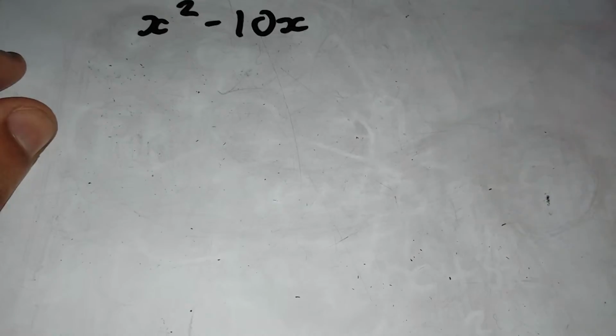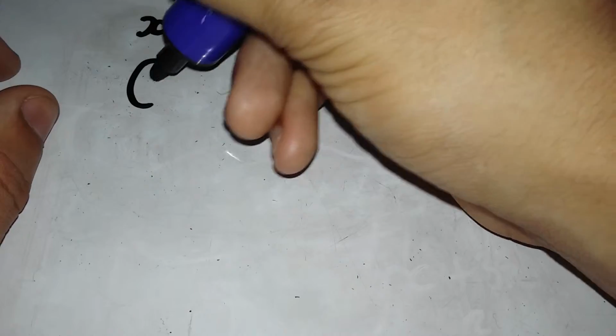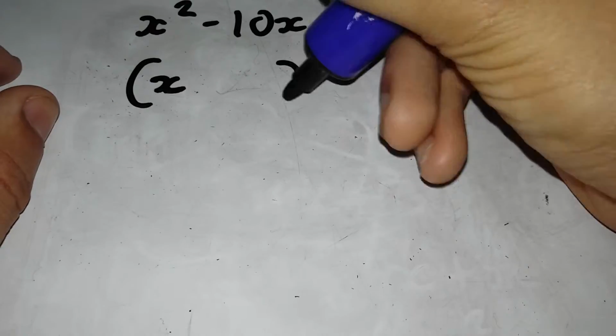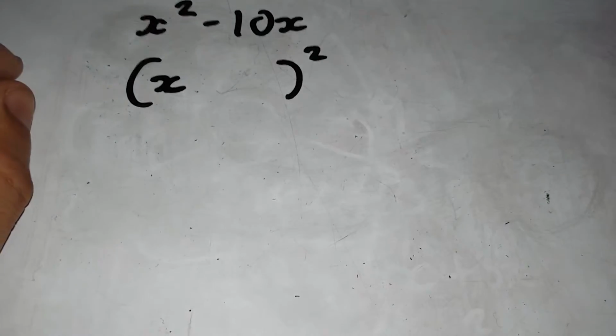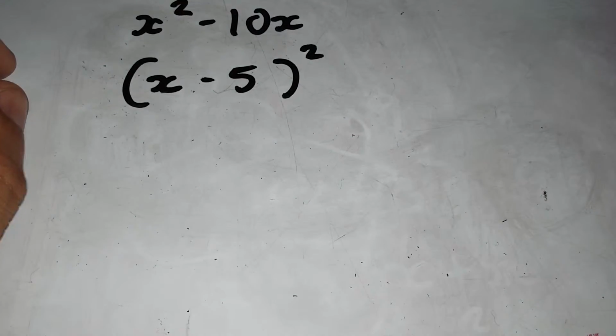So let's do x squared minus 10x. Okay, it's the same procedure. So in my brackets is x something squared, and that something is half of 10, which is minus 5.